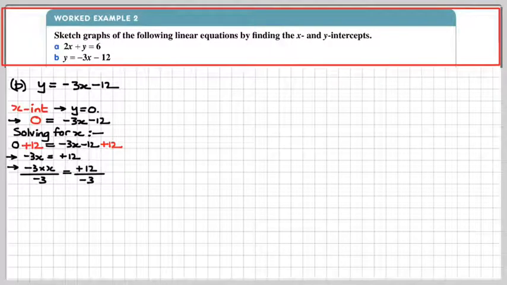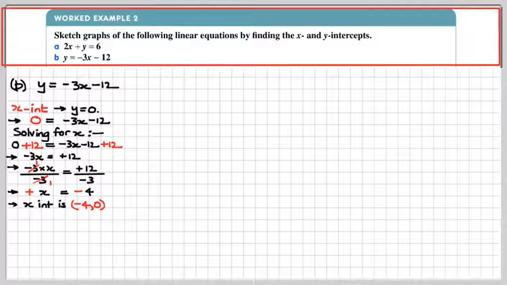Dividing both sides by minus 3 to get x, we just get x is minus 4, because that's a plus 12 and I'm dividing by minus 3. If the signs are different, the answer is minus. Alright, so therefore that's my x-intercept, minus 4, and 0 is the y, of course, right?